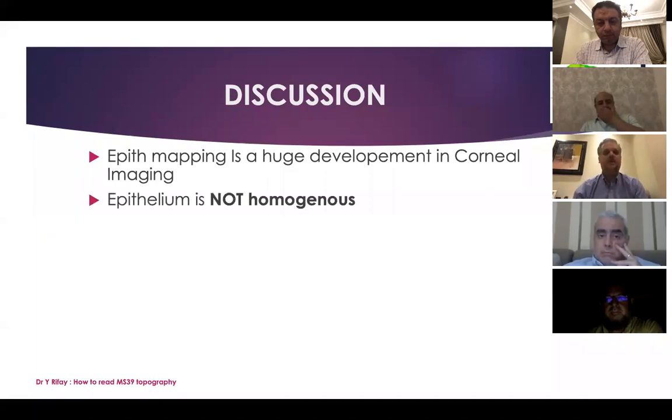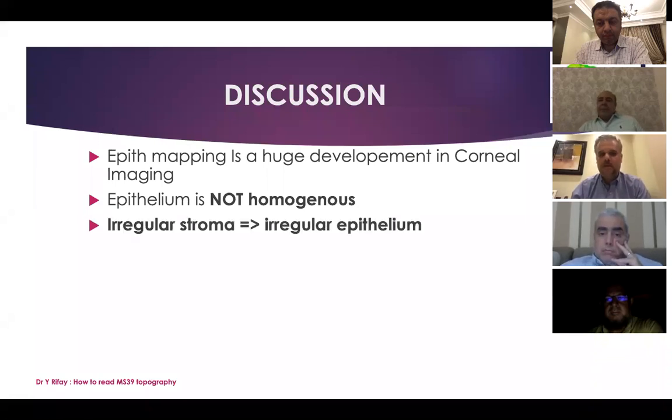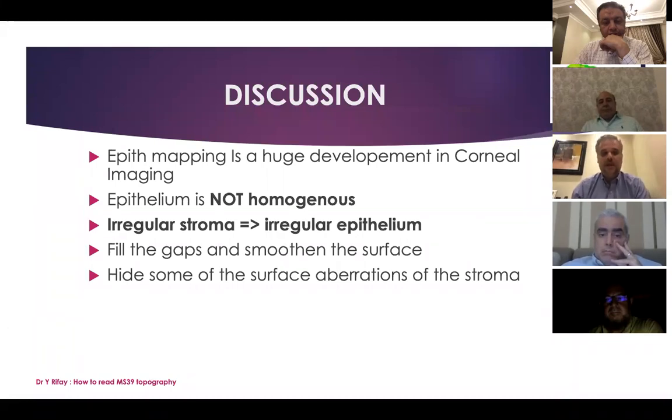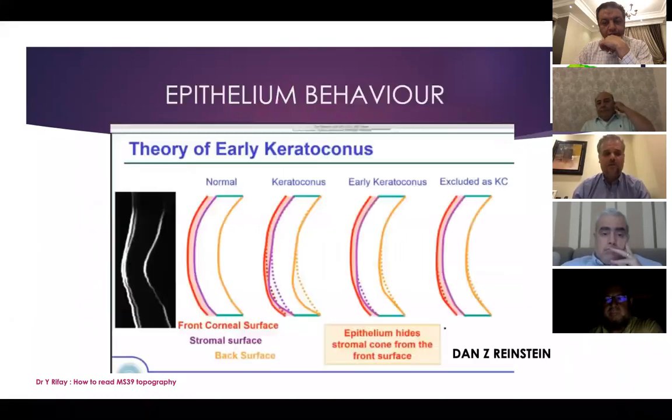And we will see the small presentation about this. The epithelial mapping is a huge development you can imagine. The epithelium is not homogeneous, and when we have any irregular stroma, we will have irregular epithelium. It will fill the gaps and smoothen the surface. It hides some of the surface aberrations of the stroma, so we can have an early keratoconus with irregularities, but it will be hidden by the epithelium. So we'll see. This is the theory of Dan Reinstein.